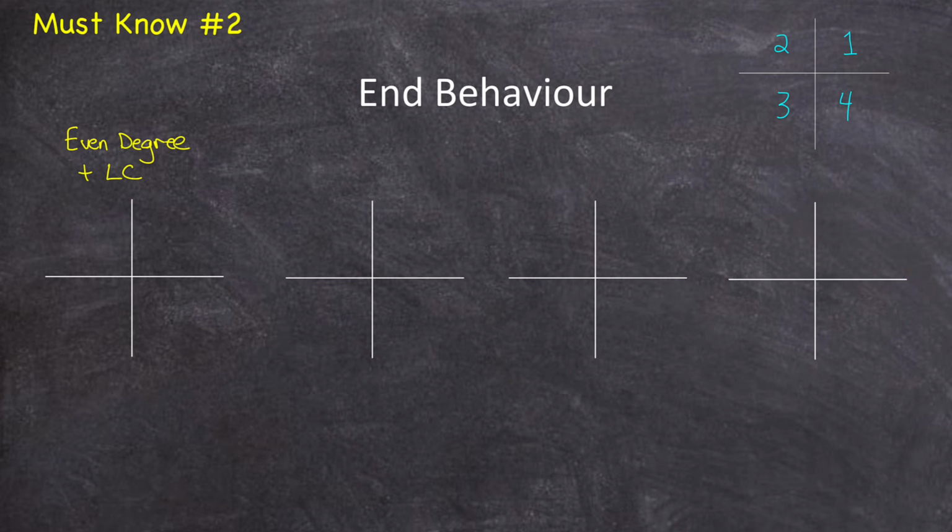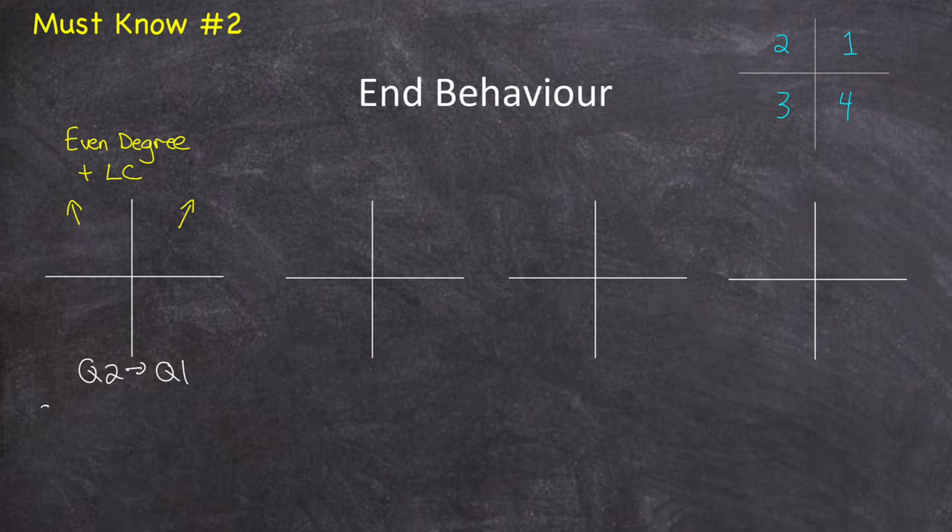It would start up in quadrant number 2, and it would finish in quadrant number 1. Now, there are lots of different shapes that it could make between those end behaviors, but if these two criteria are met, I know that this is where it starts and this is where it finishes. So we could say its end behavior is from quadrant 2 to quadrant 1, or another way to describe that is using an infinity notation.